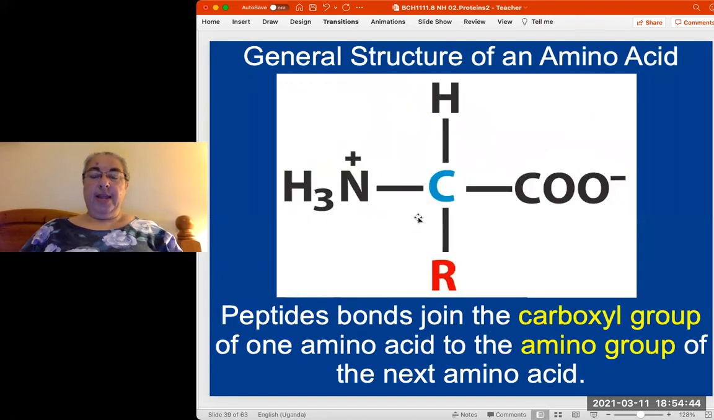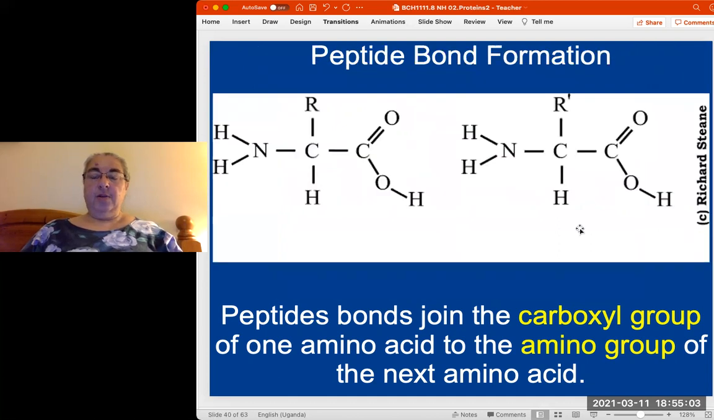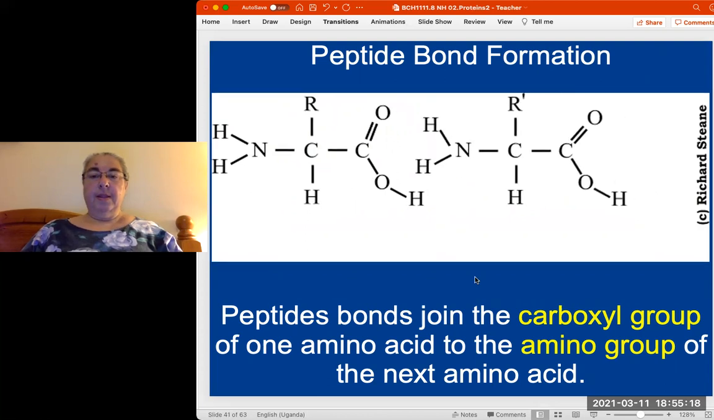Okay, so here is the general structure of an amino acid again. And the peptide bond joins the carboxyl group of one amino acid to the amino group of the next amino acid. Okay. So here are 2 amino acids next to each other, lined up nicely with the carboxyl group here and the amino group of the next one here. So those 2 bonds join together like that.